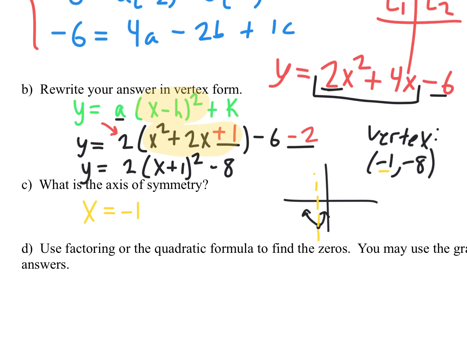And then finally, part D, use factoring or the quadratic formula to find zeros. So zeros, again, are going to be where the graph hits the x-axis. So we want to go ahead and use, I'm going to use the standard form up here that we found in part A. I'm going to use this and try to find out what would make it equal to 0.